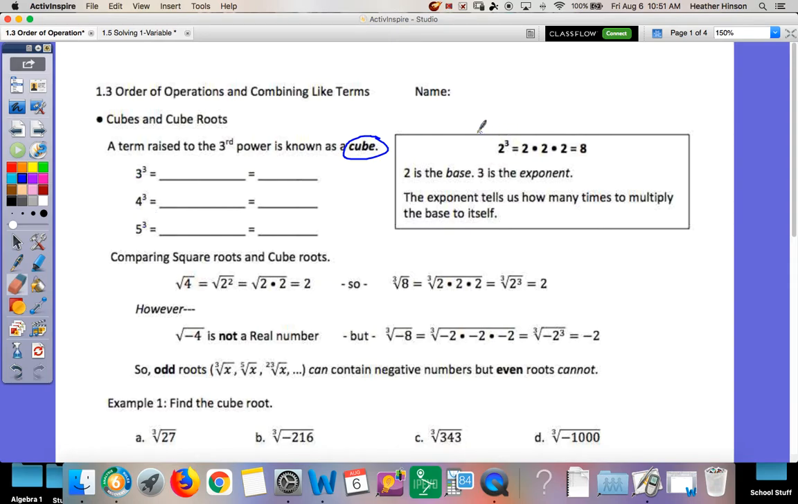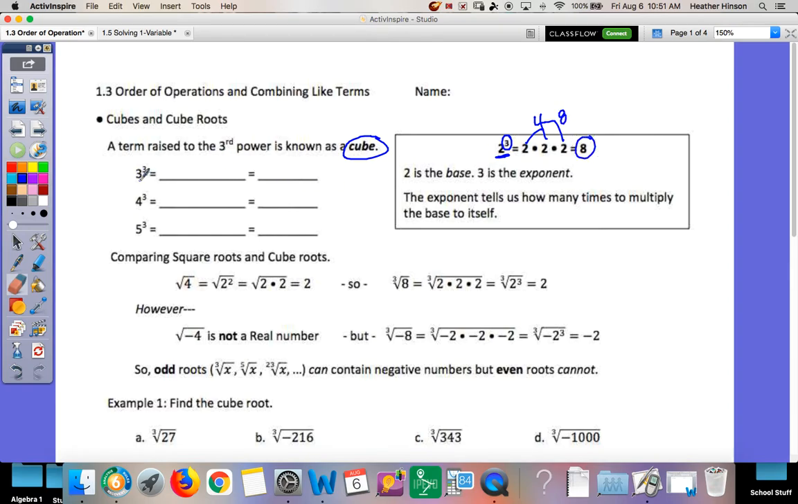2 cubed: the 2 is the base number, that's the number you're multiplying. 3 is the exponent. That tells us how many times to multiply it. So we have a 3 here, so we're going to multiply 2 3 times. And we'll get 2 times 2 is 4. 4 times 2 is 8. That's how we get 8.